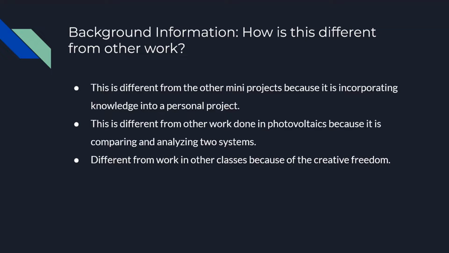How is this different from other work? This is different from the many other projects in this class because it's incorporating knowledge into a personal project. It's different from other work done in photovoltaics because instead of just installing one system, I'm installing one system and comparing it to another system and trying to see which one's better. And it's different from work in my other classes because it's a project with a lot of creative freedom. I could do whatever I wanted with this project. So I decided to compare a created system with a pre-existing system.